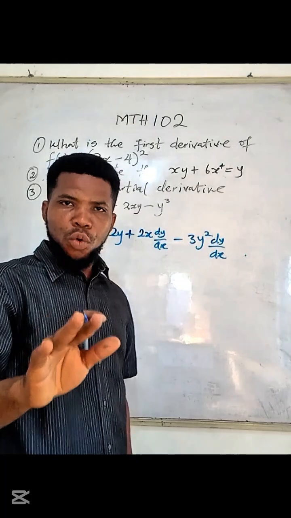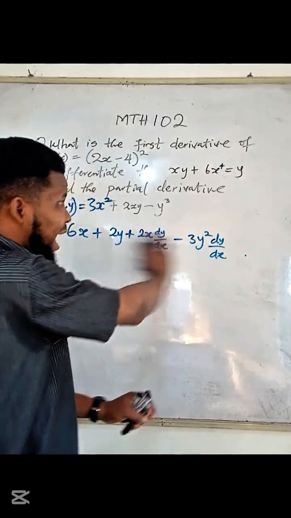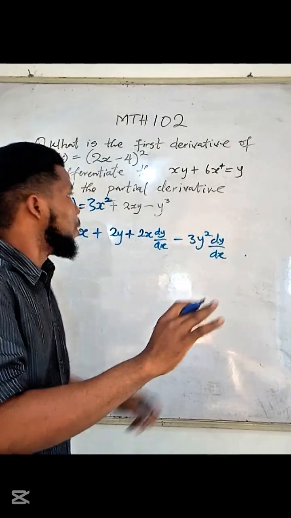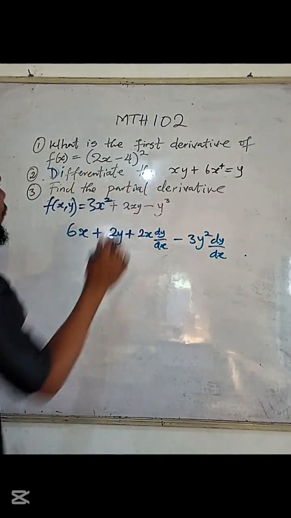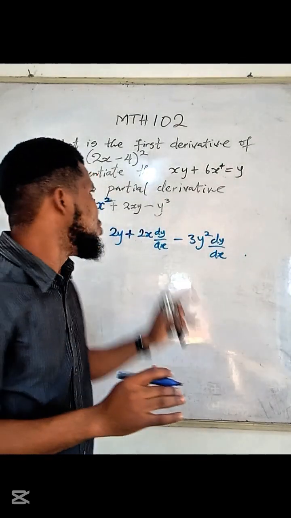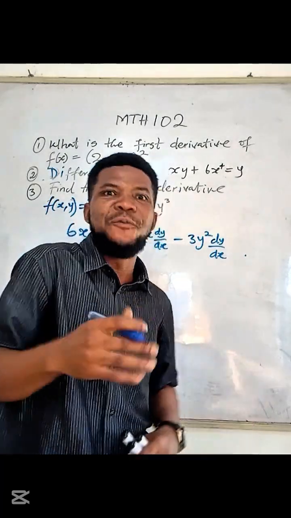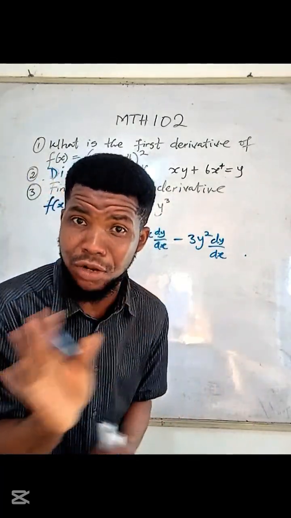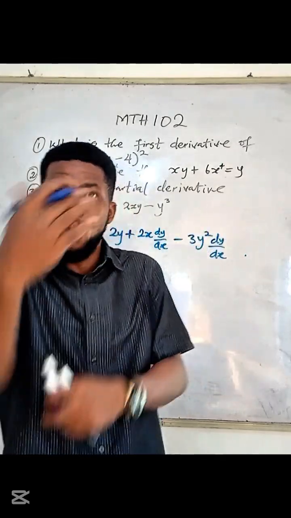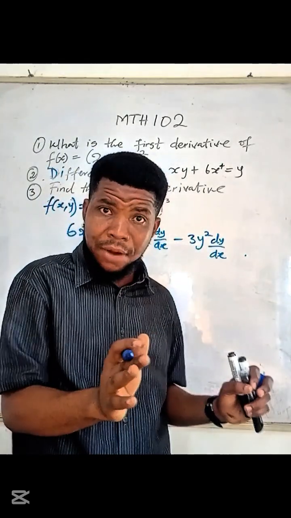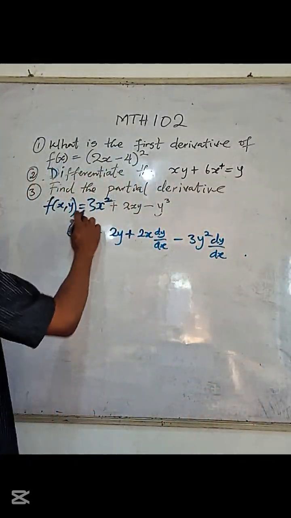That's the answer I expected yesterday, okay? But let me do partial differentiation for you. Alright, so now the partial differentiation is you take it one by one. You differentiate s as if y is a constant, as if y is an ordinary number. After that you differentiate y as if s is an ordinary number.